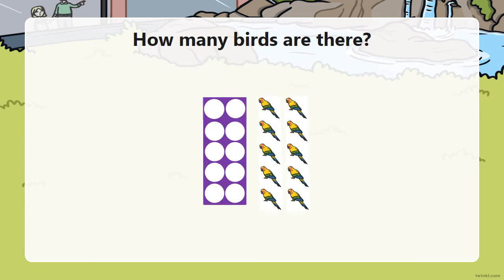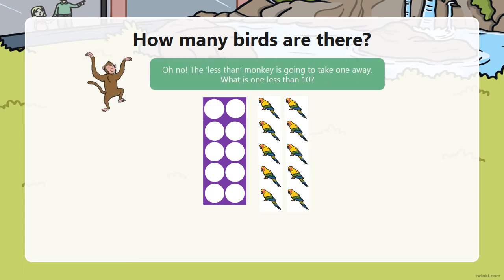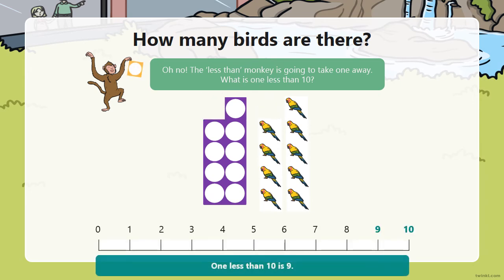How many birds are there? Remember, if you don't recognize the Numicon amount or you can't subitize the amount of birds, you can count in twos. Let's try it together. 2, 4, 6, 8, 10. Oh, here he is again. The less than monkey is going to take one away. What is 1 less than 10? 1 less than 10 is 9.